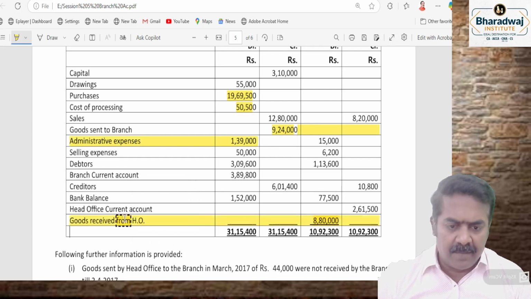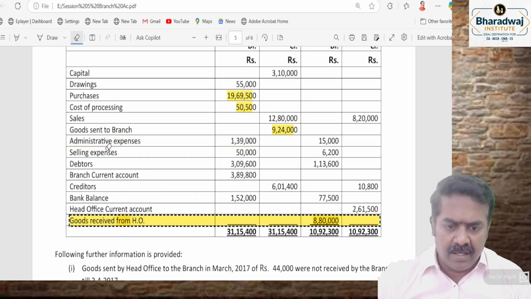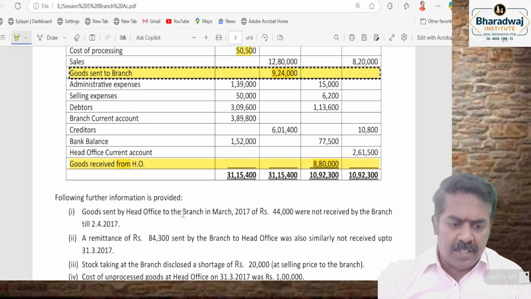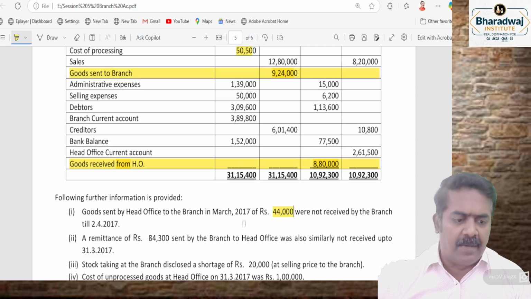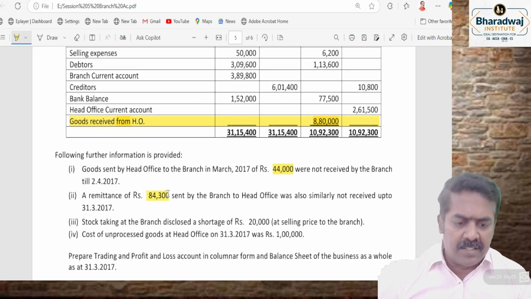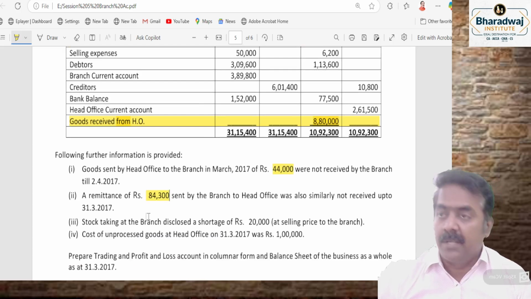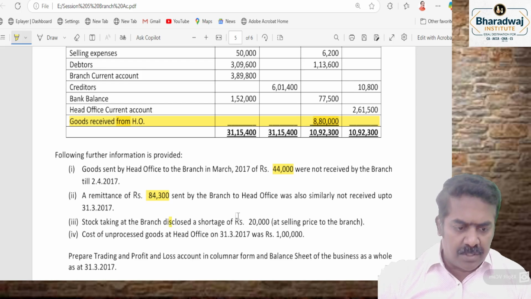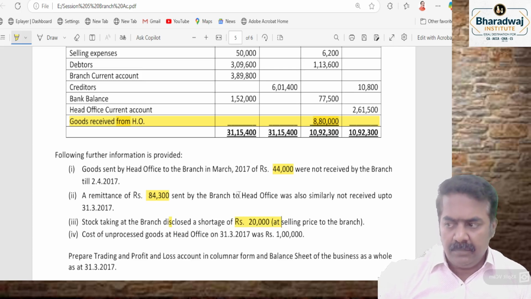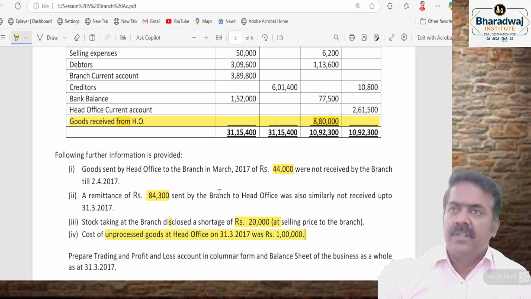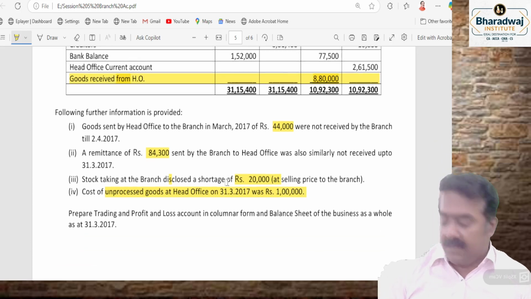Otherwise, they received only what? 8,80,000 they received. Goods sent by head office, 44,000 is not received by the branch, that is goods in transit. Remittance not received by the bank, that is cash in transit. Stock at the branch disclosed a shortage of how much? 20,000 at selling price to the branch. Then cost of unprocessed goods, the raw material. Cost of raw material closing stock is given to us.